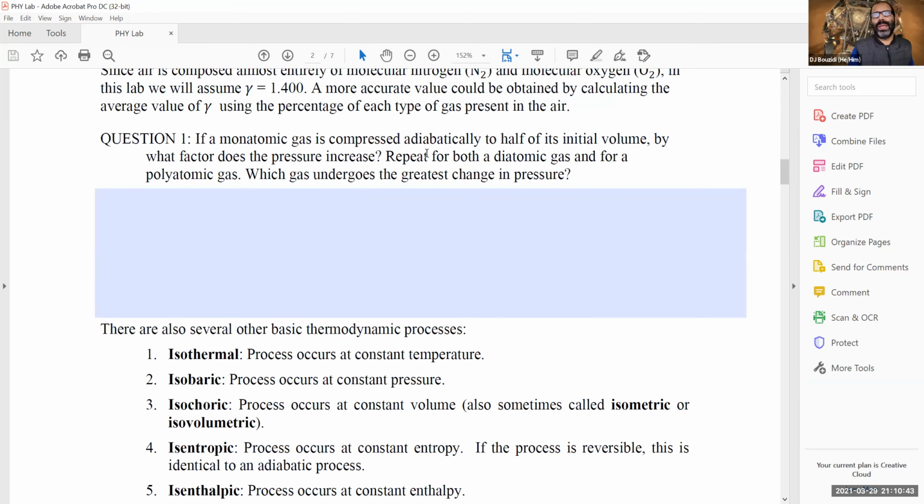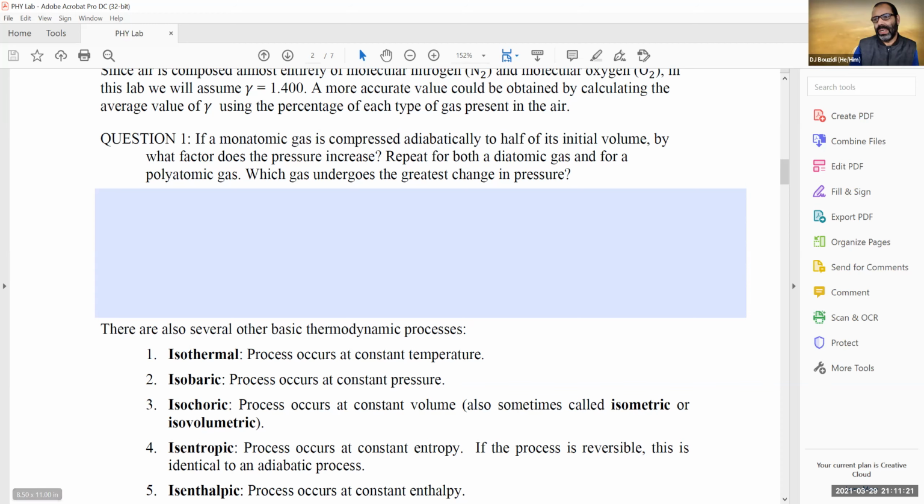If a monoatomic gas is compressed to half its initial volume, by what factor does the pressure increase? Again, in this case, you're going to use PV to the power gamma is constant. So if the volume shrinks by a factor of half, that means V final over V initial is 1/2, so the pressure will increase by 2 to the power gamma. And this is a monoatomic gas, so gamma in this case is 1.67.